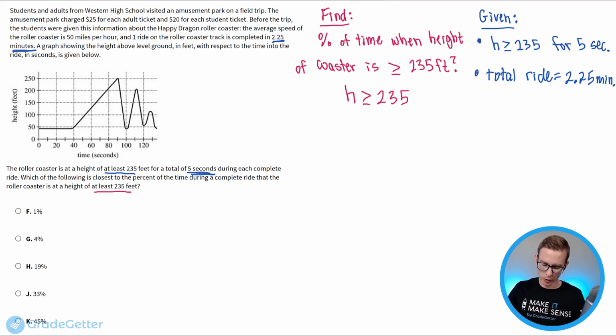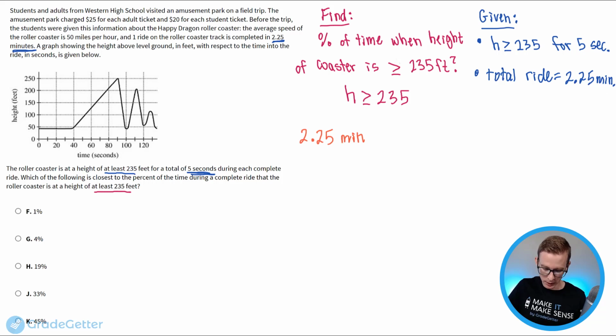So if our roller coaster is at 235 feet for 5 seconds, and the total ride is 2.25 minutes, then 5 seconds out of the 2.25 minutes, this roller coaster is above or at 235 feet. So we kind of have our information here. However, we have different units. So I'm going to convert my minutes to seconds. That way we're comparing seconds to seconds. So let's go ahead and do that.